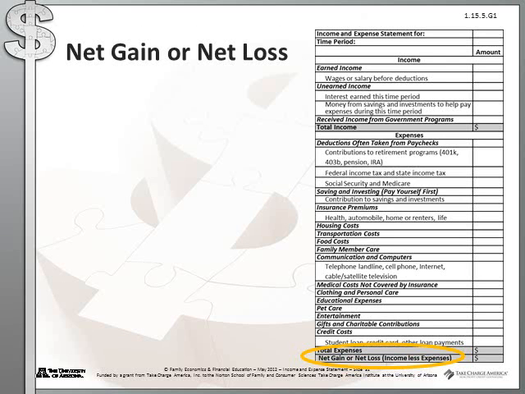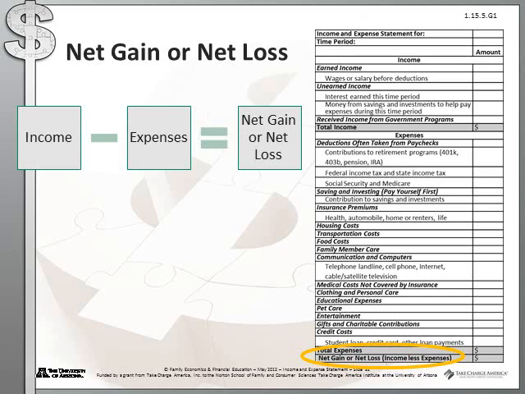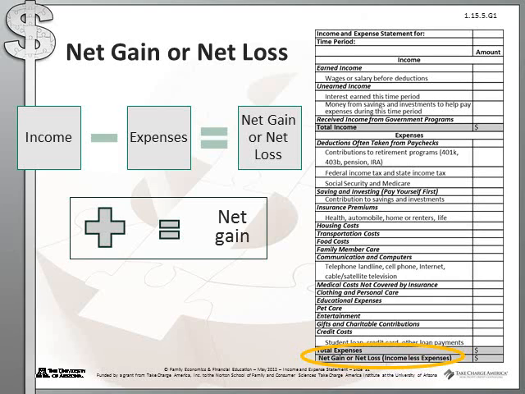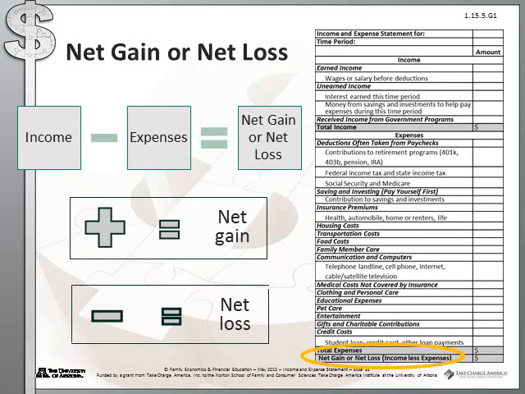Now that we have all of our income and expenses recorded, we can figure out if we have a net gain or loss. To figure this out, subtract the total of your income from the total of your expenses. If you are left with a positive number, you have a net gain. If your calculation gives you a negative number, you have a net loss.